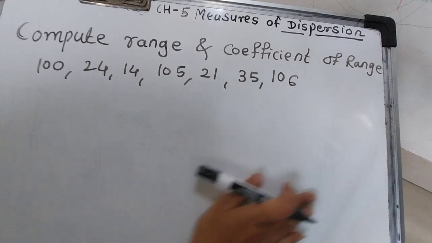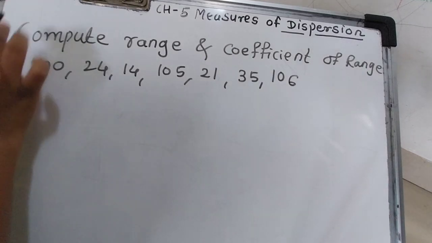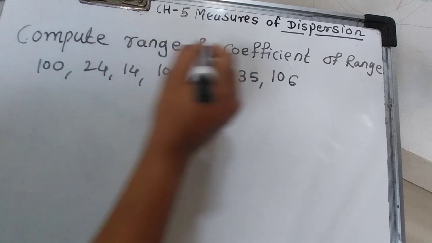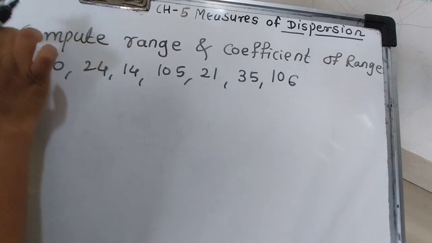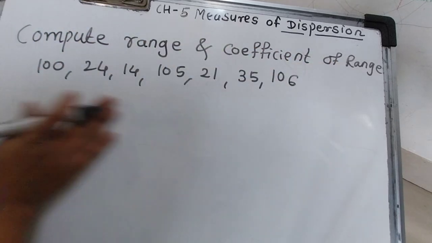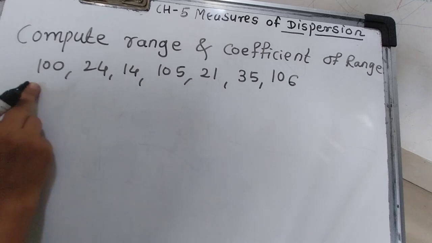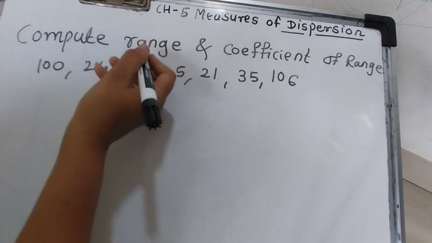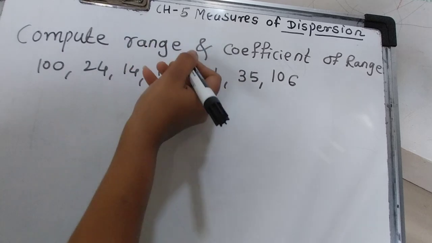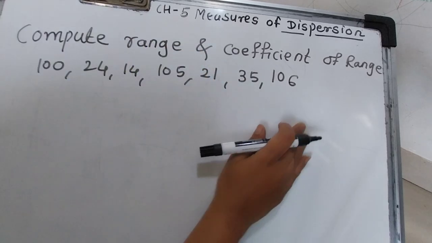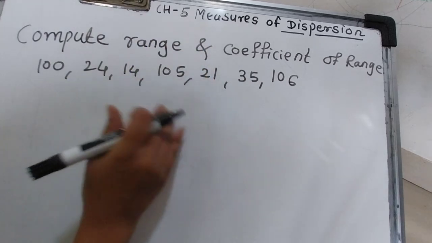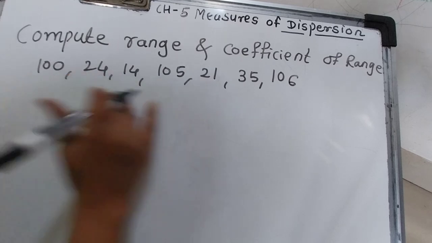See, this is the example. Very simple example. Compute the range and coefficient of range. I already told you that sometimes in an exam they ask you to compute mean, median, mode and range for this data. All of you know how to find the mean, median, mode for this data.